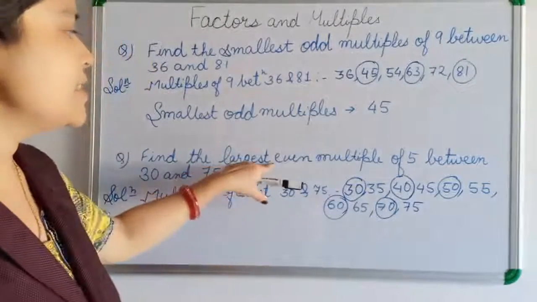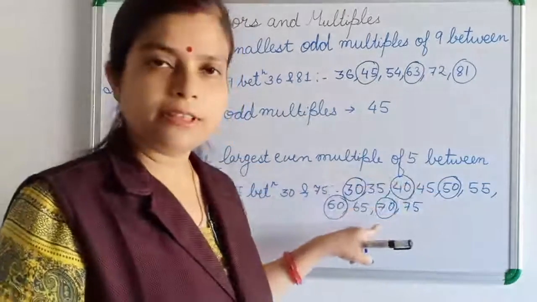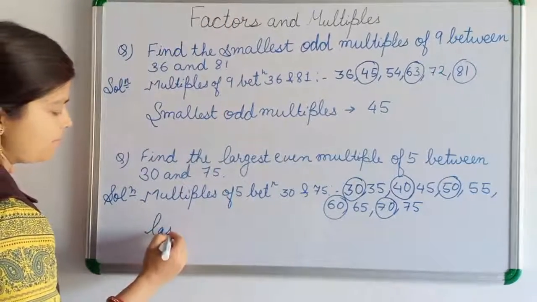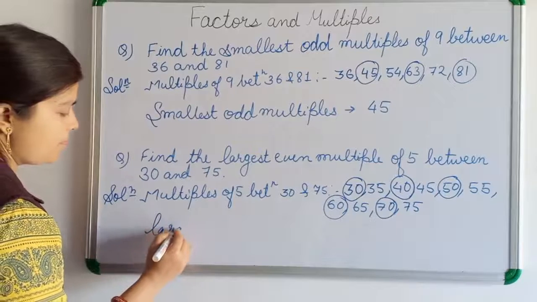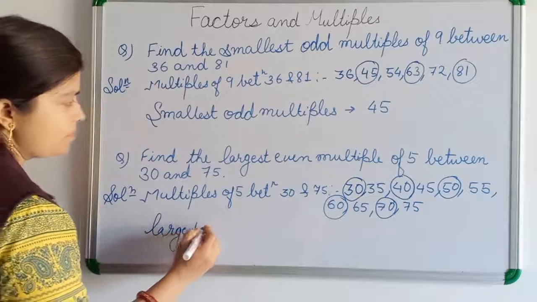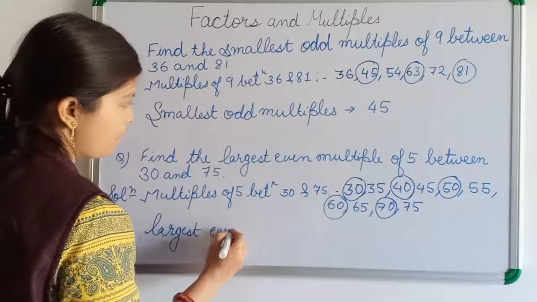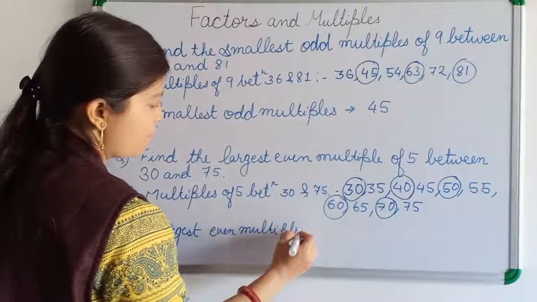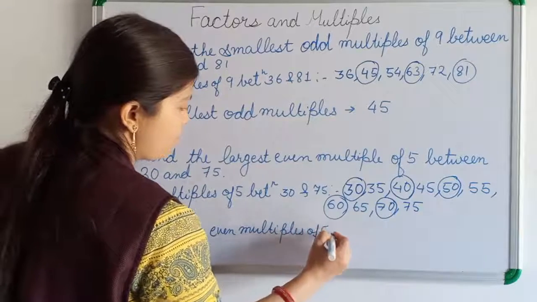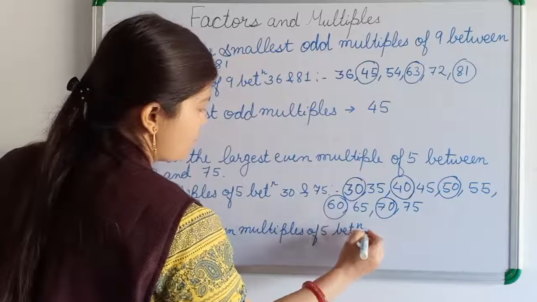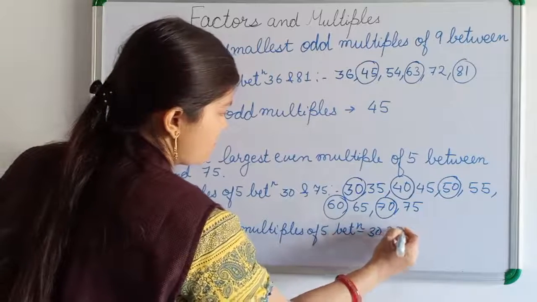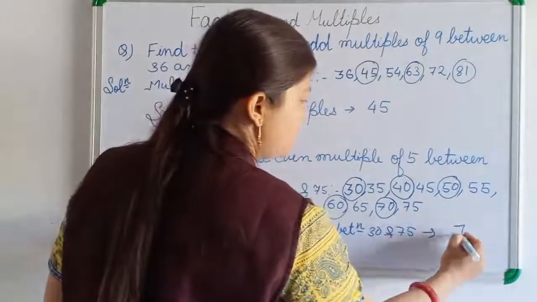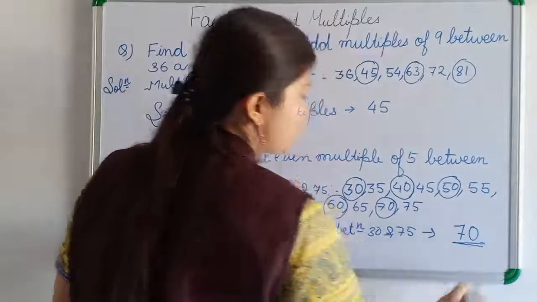Now it is asking largest. Which is the largest among them? 70 is the largest. So the largest even multiple of 5 between 30 and 75 is equal to 70. This is the only answer, okay?